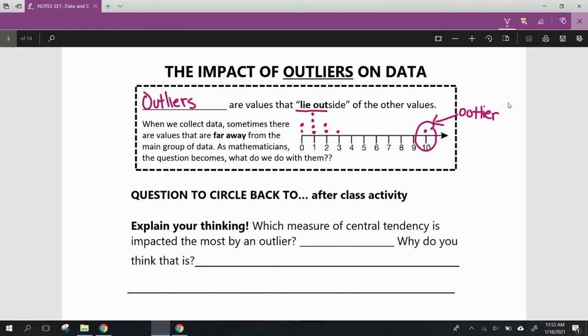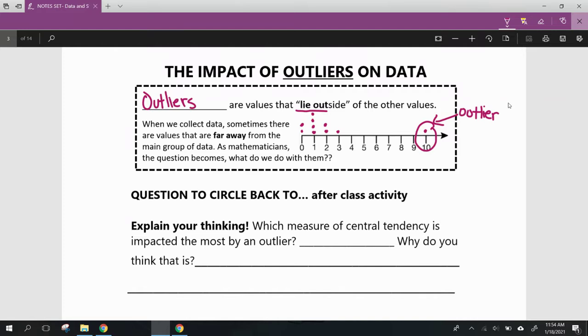So what we're going to talk about today is how does our outlier potentially impact our mean, mode, median, and range? Or, is there no impact? We're going to come back to this throughout our explanations and throughout problems that involve outliers. Which measure of central tendency is impacted the most by an outlier, and why do you think that is?